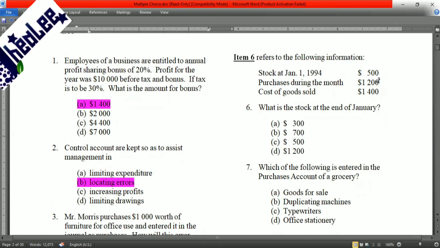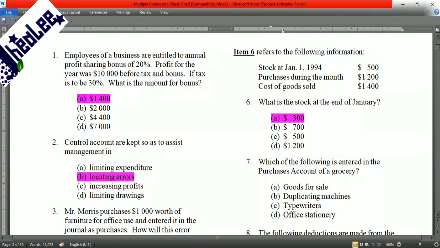You'll get 1,700, and the difference between the 1,700 and the cost of goods sold figure would give you a value of $300. So our closing stock is $300.